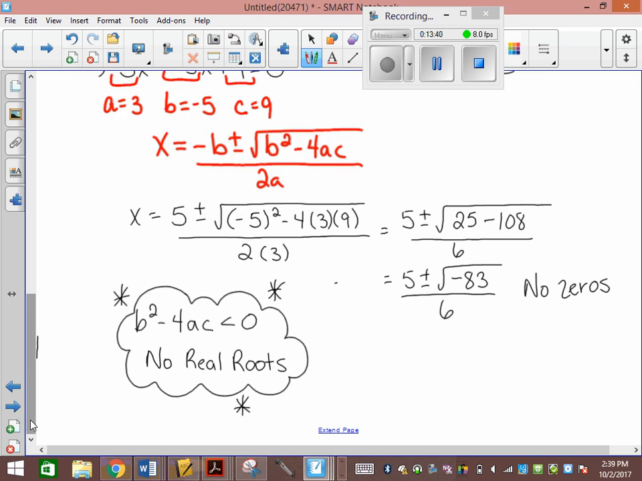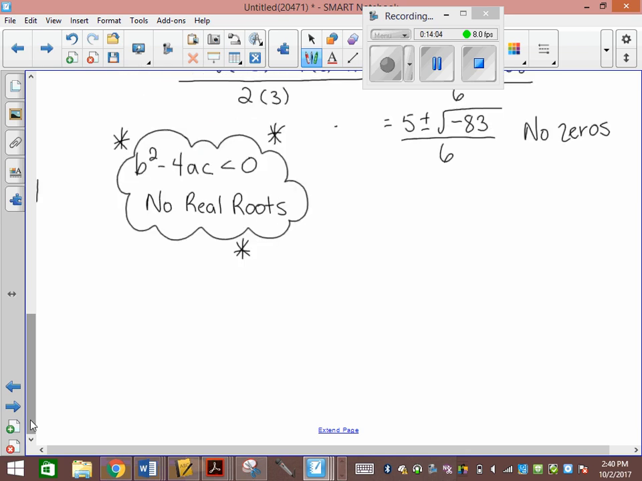So, if b squared minus 4ac is less than 0, just means negative, we have no real roots, which means the entire graph is either completely above the x-axis or below. Yes. Zeros, x-intercepts, roots all mean the same thing. Okay? All right. One last one to try.